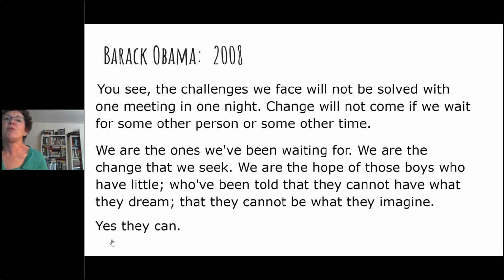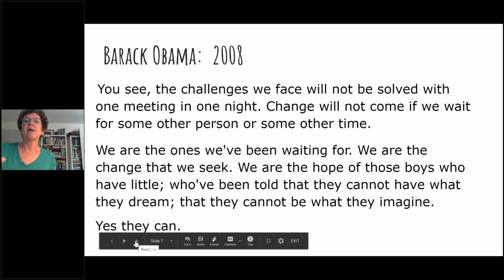Change will not come if we wait for some other person or some other time. We are the ones we've been waiting for. We are the change that we seek. So he is asking us to join in with him, to believe that he is the leader that we need, and that he will have some answers for our problems. So he wants us to come on board with him and to believe that he can help us solve the problems that we have in our country.